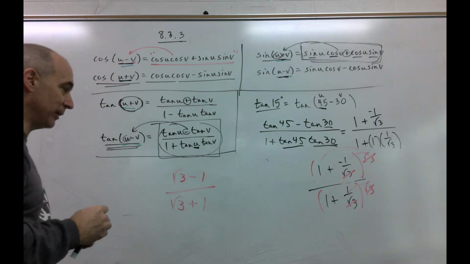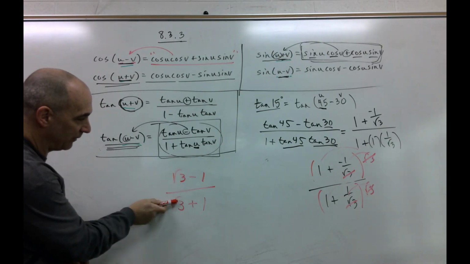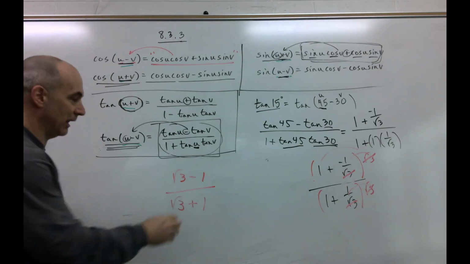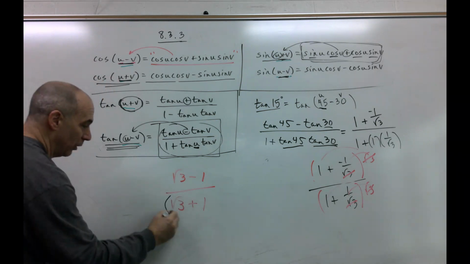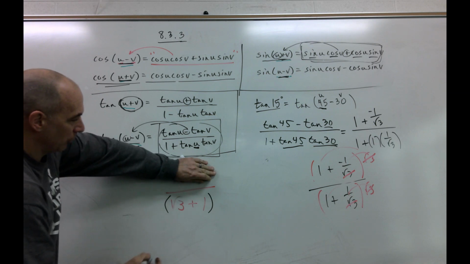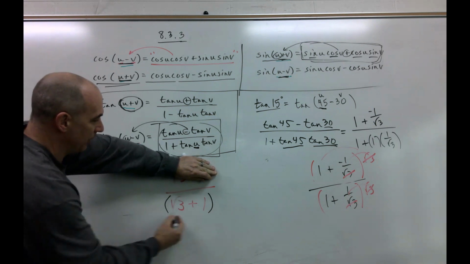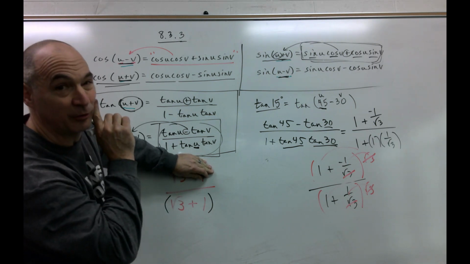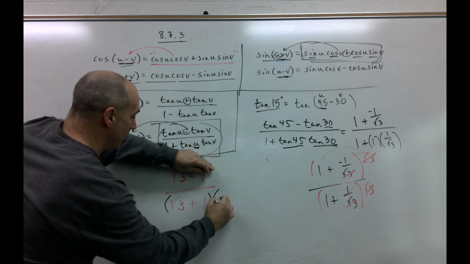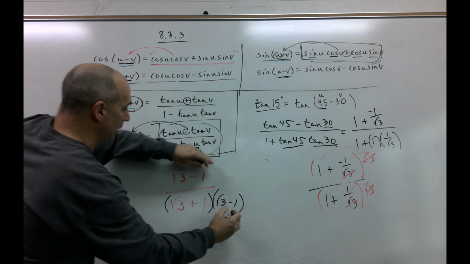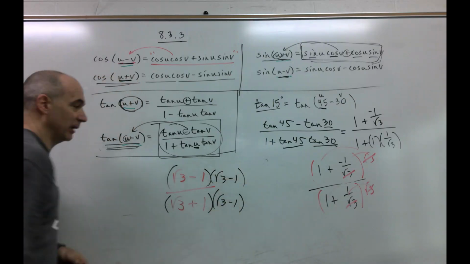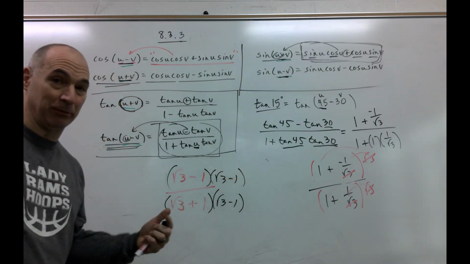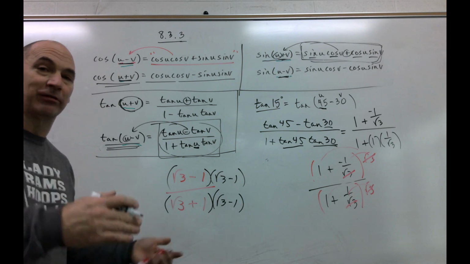Now I know the temptation is to cancel these, but hopefully by now you know you can't unless these are connected by multiplication. This is where we go, wait a minute, forget about the numerator. How do I get rid of the radical in the bottom? This is why we practiced this a few lessons ago. We got to multiply that by the conjugate. And then so we got to multiply that by the conjugate. So this is really an algebra nightmare, not so much trigonometry or pre-calc.